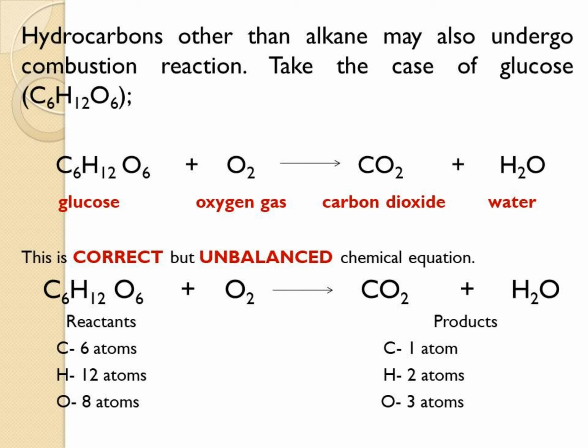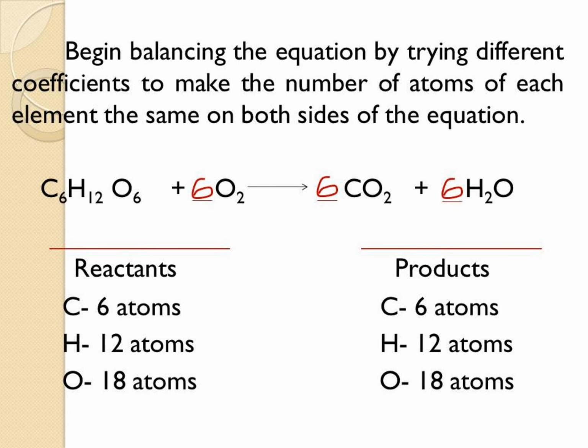So how are we going to balance this? In this example, you can see that we use a coefficient 6 on the reactant side for oxygen, and a coefficient 6 also on the product side, both for the carbon dioxide and water. So by using this, let's check if this is already balanced.